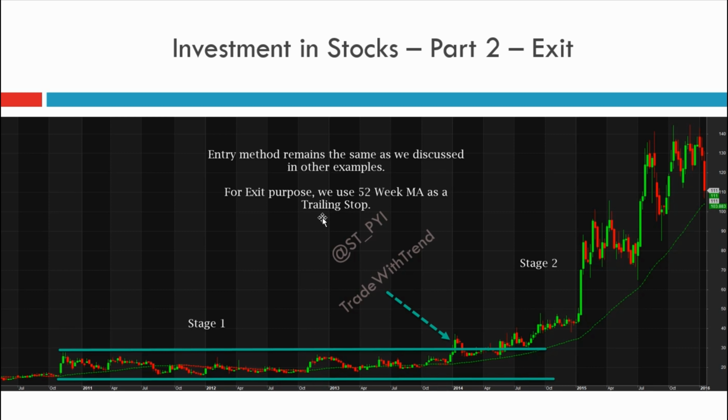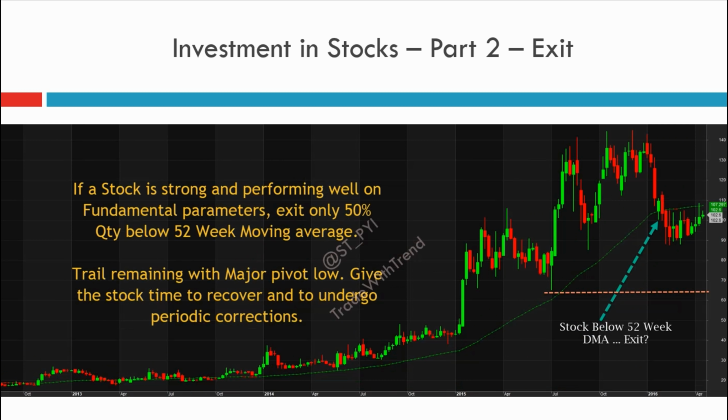In case you need to know more about what a trailing stop is, you can refer to a separate video I've done on this subject. Again, the link is posted in the description box below. So what happens is we take an entry in stage 2, that is the markup phase, and the stock moves up, right? So let me switch to the next slide.